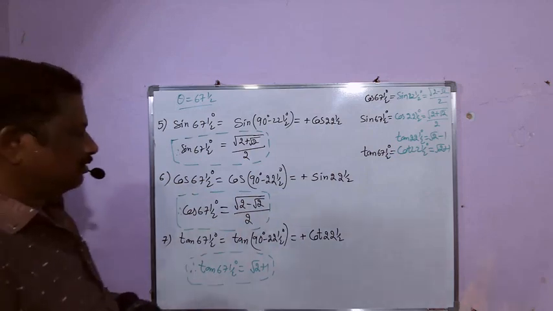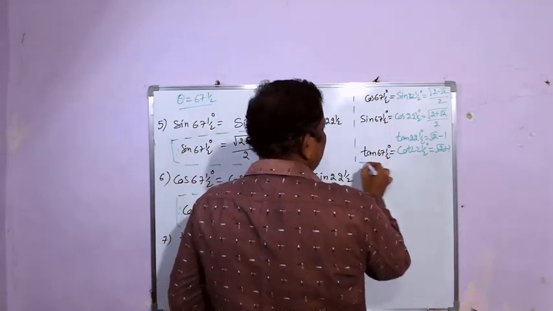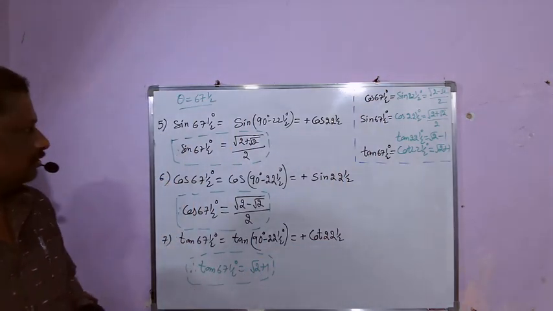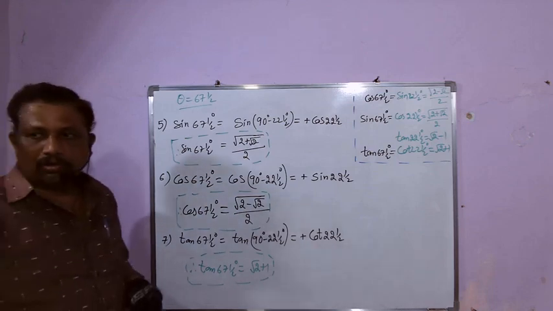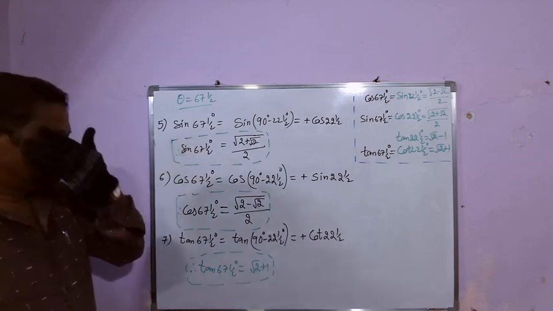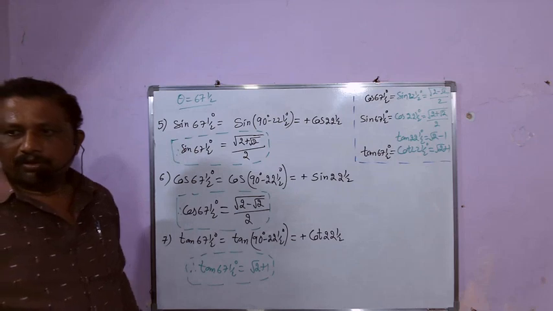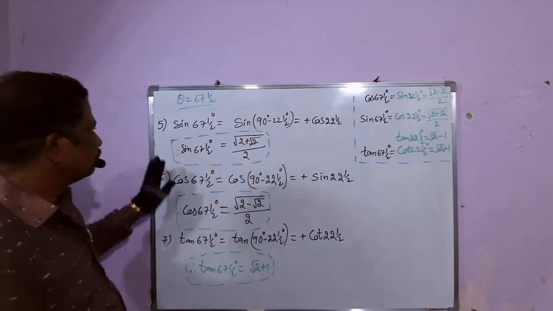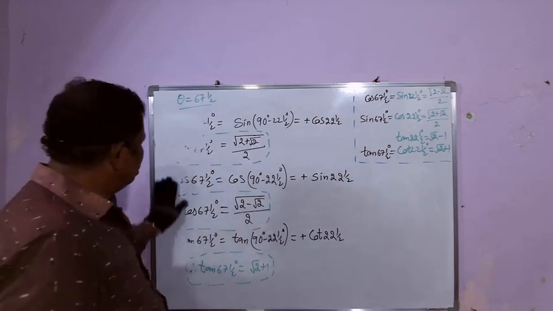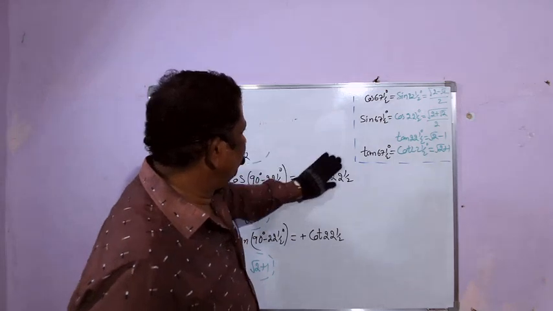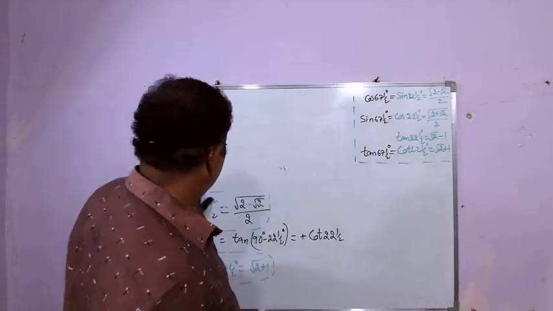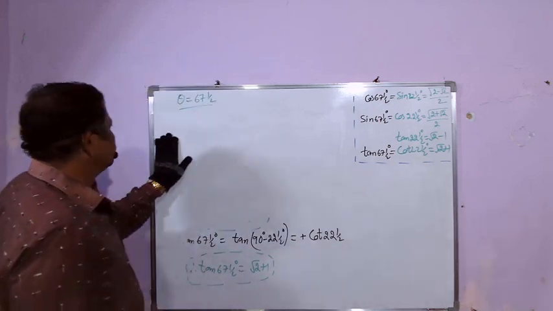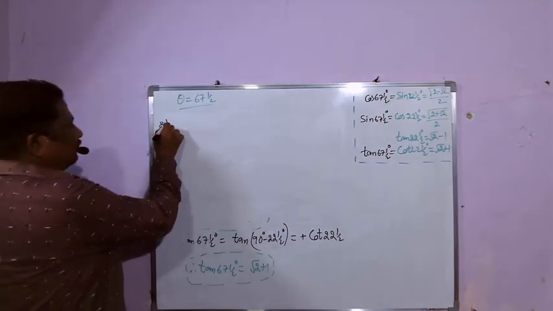Next, final one. Cot 67.5 degrees we will do. Note this down. Pause it and note it. Now I will continue. So next, cot 67.5 degrees.